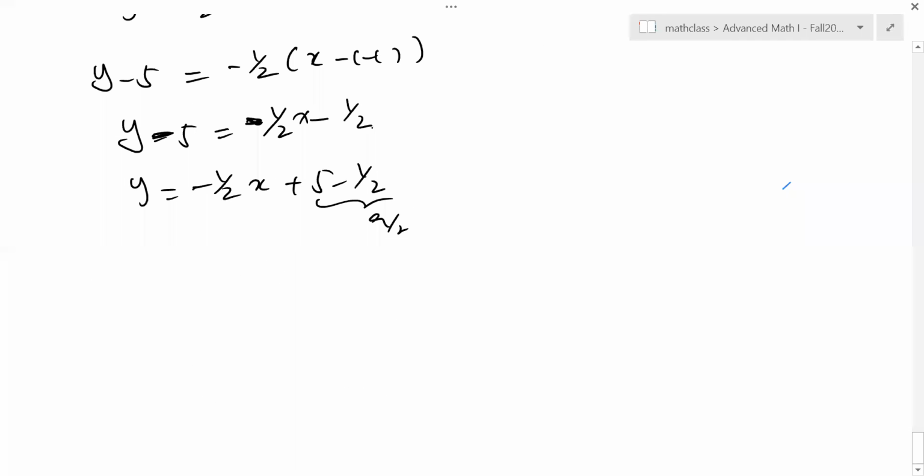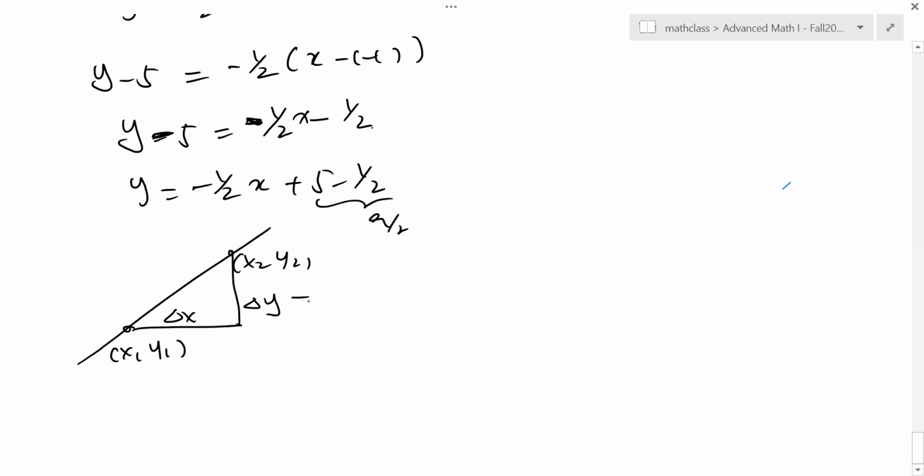Yeah, so let's understand the meaning of the slope. So here's the point, right? x1, y1, x2, y2. So you have the difference, delta y over delta x. That could be negative, could be positive. In this case, it's positive. y2 minus y1, and here's x2 minus x1. So slope is the ratio of these two differences.